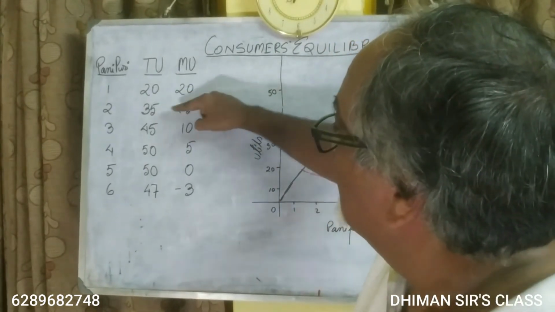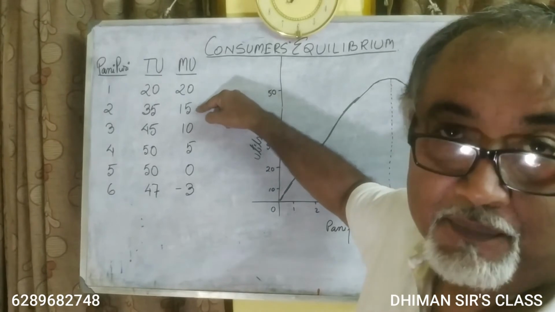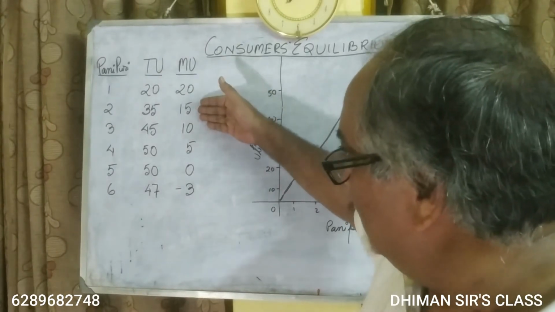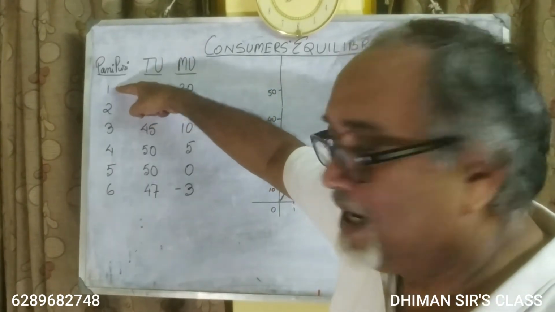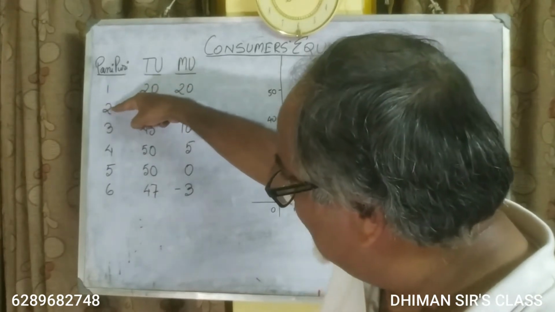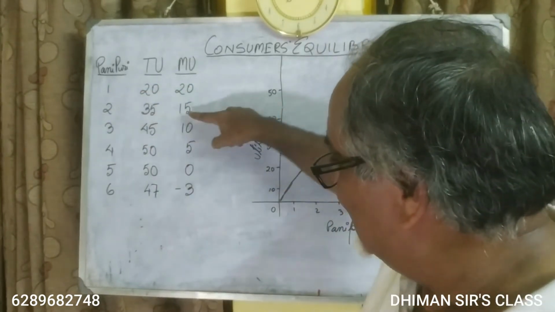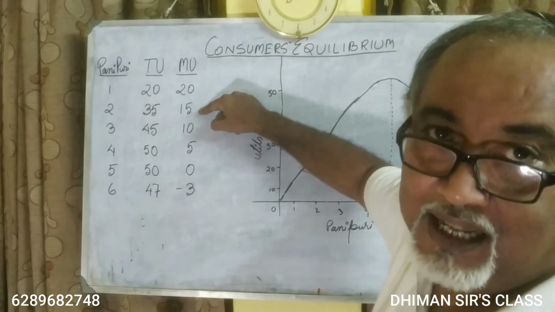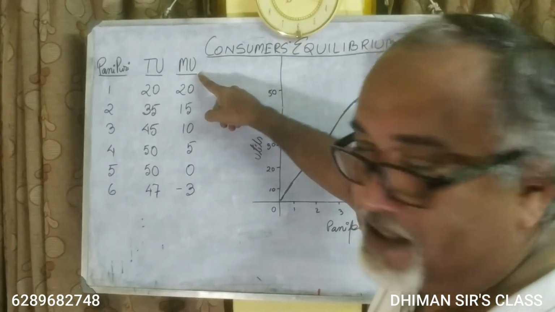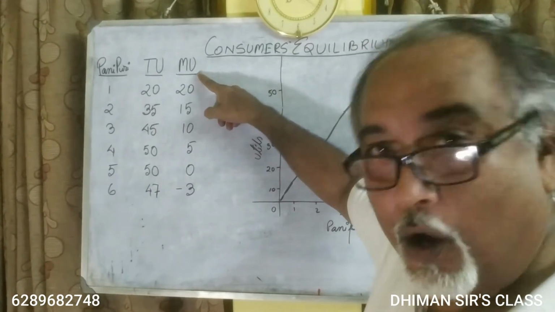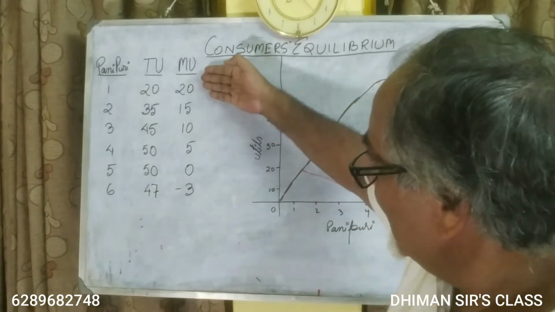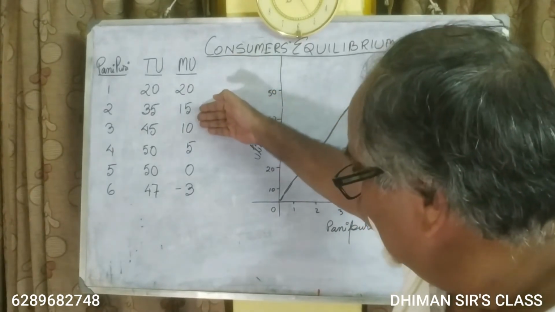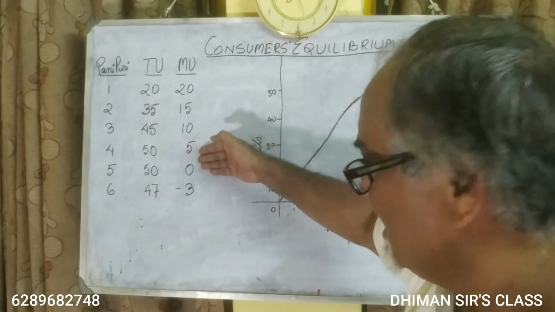But my resulting 35 minus 20 is 15. That is the marginal utility. From here, one more extra unit I am adding, and the resulting utility is 15. And that is called marginal utility. Got it, students? So see here, marginal utility is constantly decreasing.